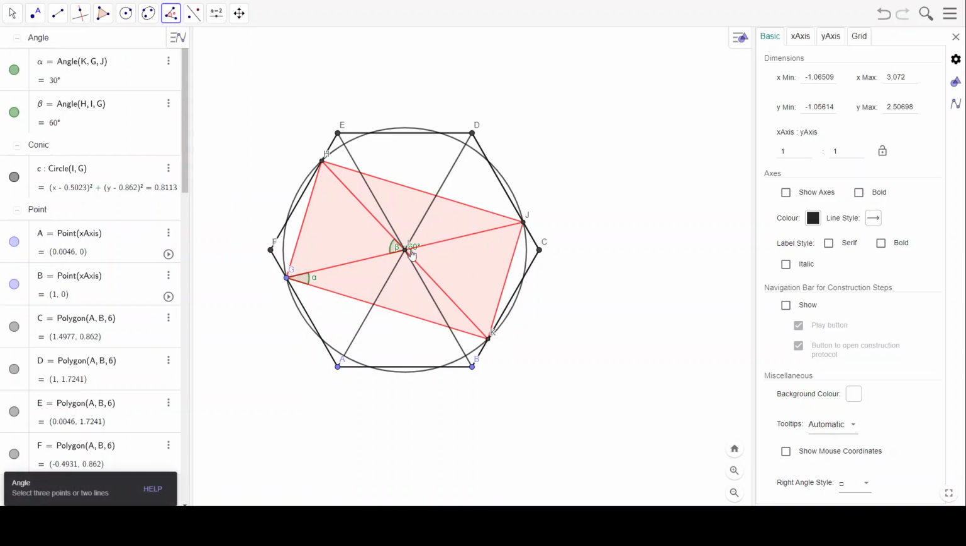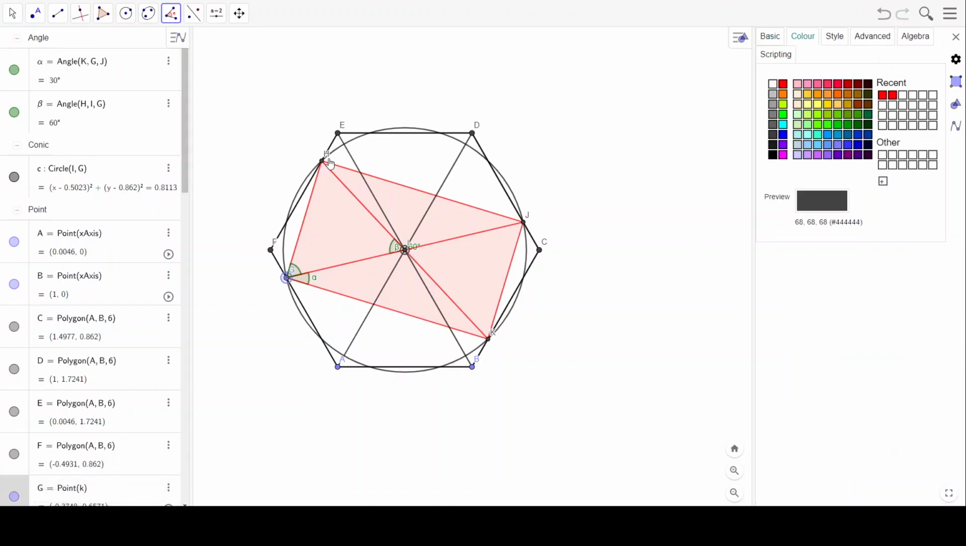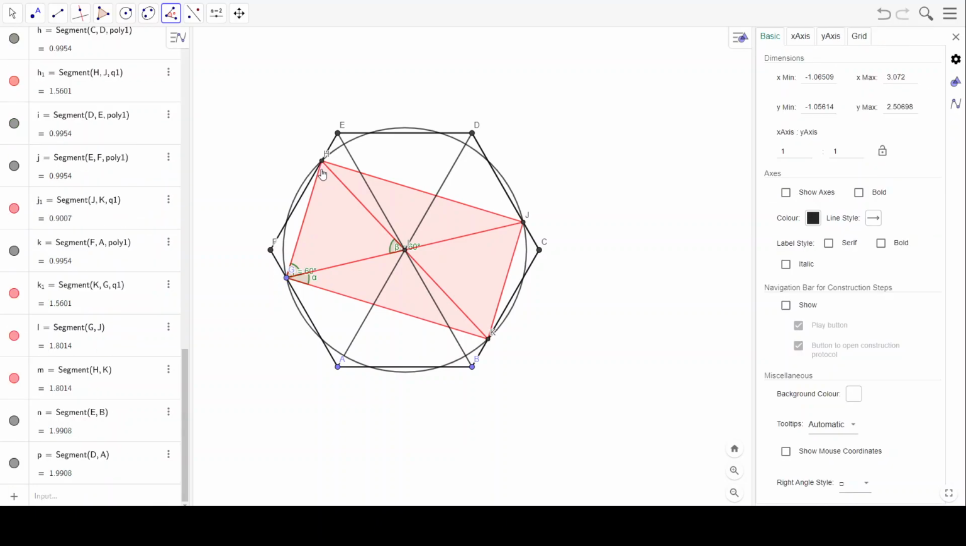So let me put it over there. This is also 60 degrees. Well, because the total is 90, that makes alpha 30 degrees. And that's the answer to this puzzle.